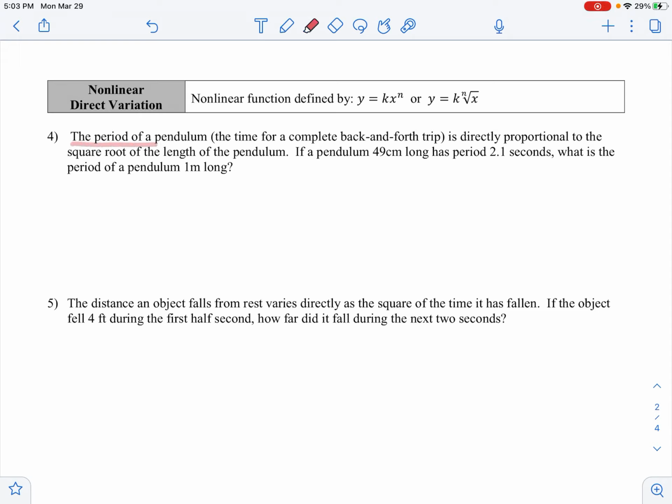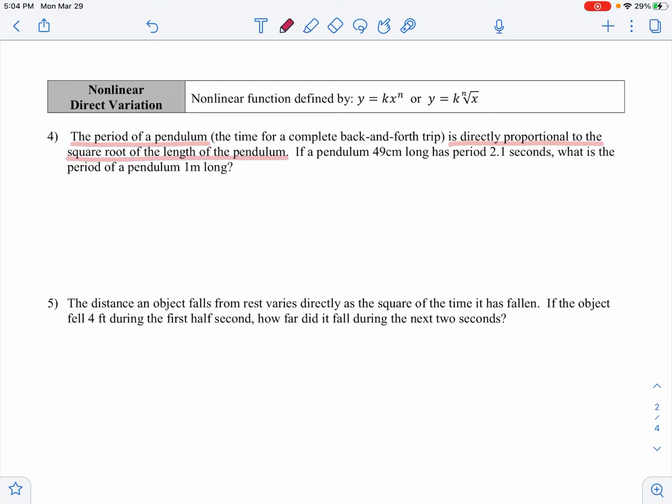The period of the pendulum, so that's how long it takes to go back and forth for one trip. Sometimes you'll talk about period with trigonometry graphs that you'll see next year, and you do one loop, and then this shape happens again, and the period is that one little repeat there. The period of the pendulum is directly proportional to the square root of the length.